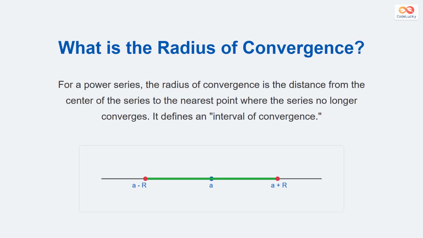First, let's understand the main idea. A power series is an infinite sum of terms involving a variable, x. The series might converge for some x values, but not for others. The radius of convergence, which we call r, measures the size of the interval where the series converges. Imagine a number line with a center point, a. The series will converge for all x values within the interval from a minus r to a plus r.